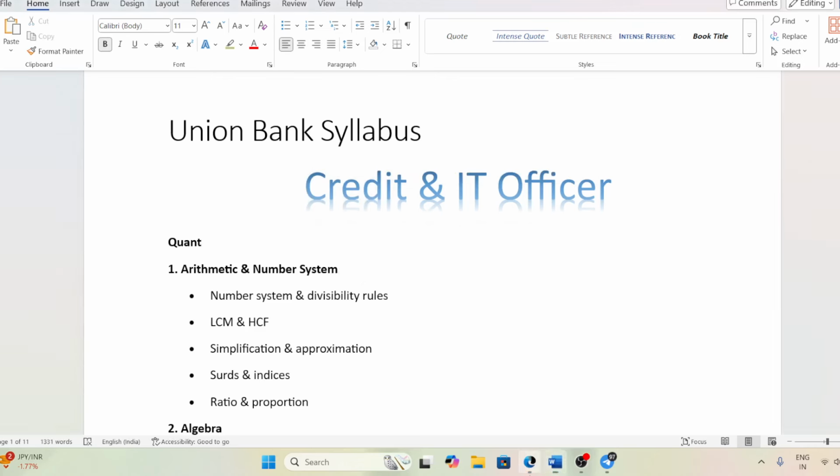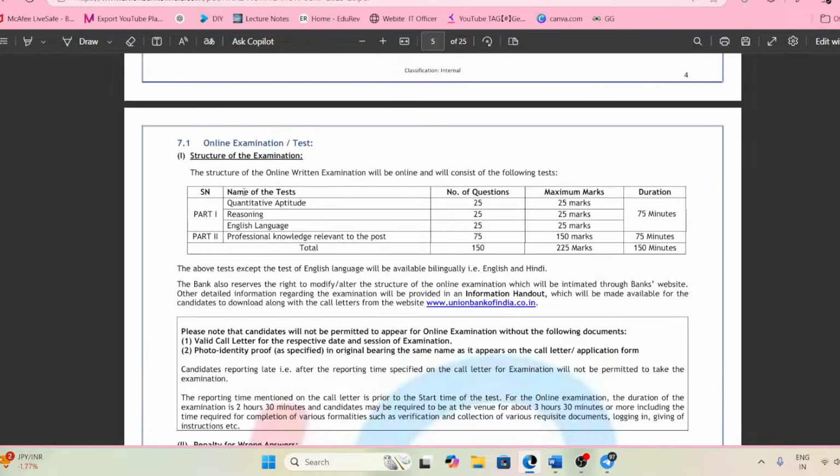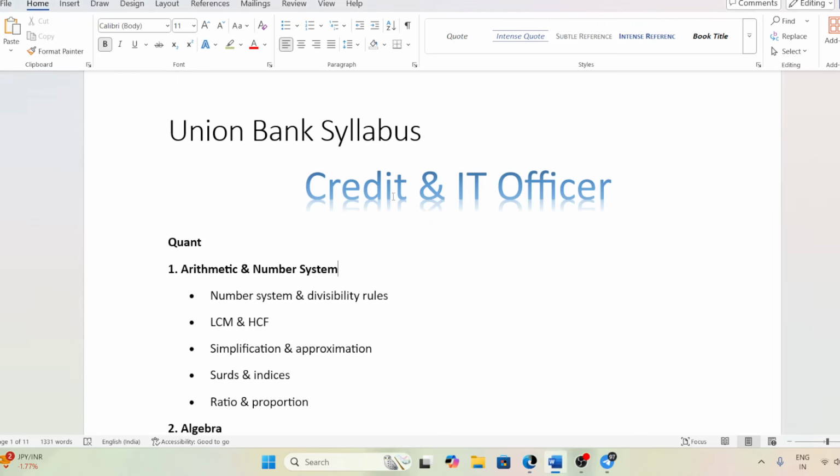As you know, the exam pattern has quant, reasoning, English, then your professional knowledge. So 75 questions, 150 marks. It means some questions will be of 2 marks, so we are expecting that some questions are from the numerical side also. Now, credit and IT officer.